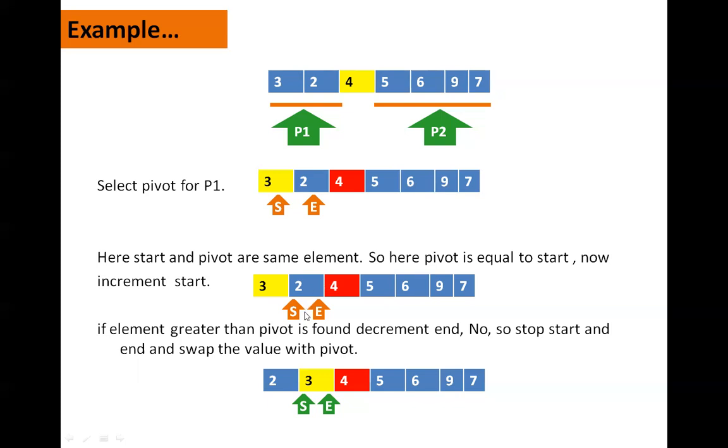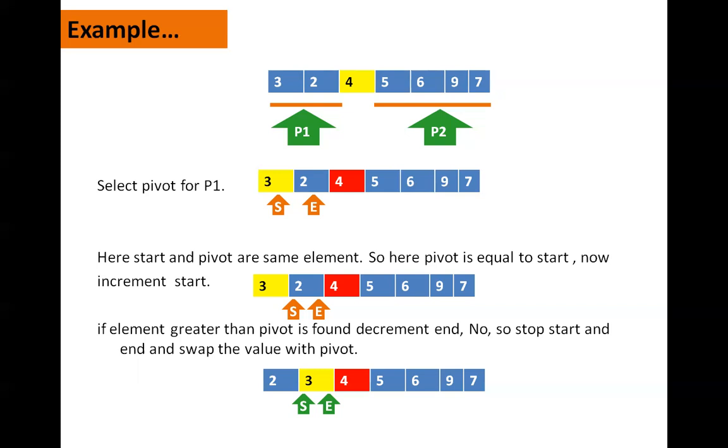Now, if you look at this, the start pointer and end pointer both are pointing at the same item, right? So as I already said in the algorithm, when both are pointing at the same item, you stop and you swap the value of the end pointer with the pivot. So both the pointers are frozen, right? And the pivot value is swapped with the end pointer value. So these two are swapped now. 3 is here, 2 is here. That means your 3 is at its right position.